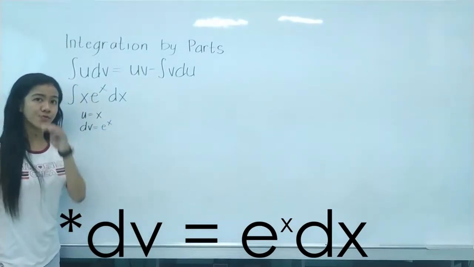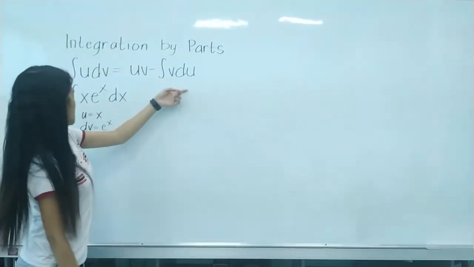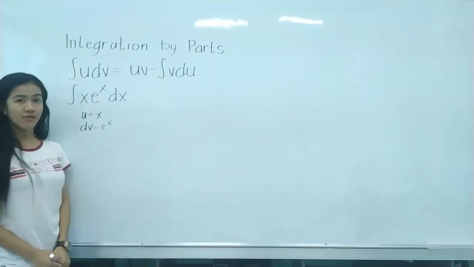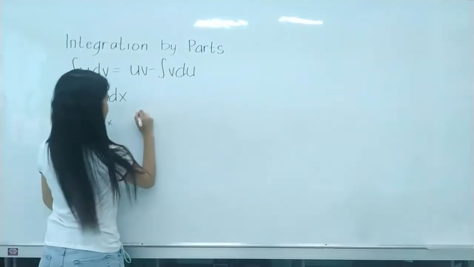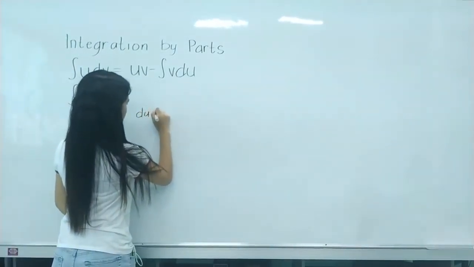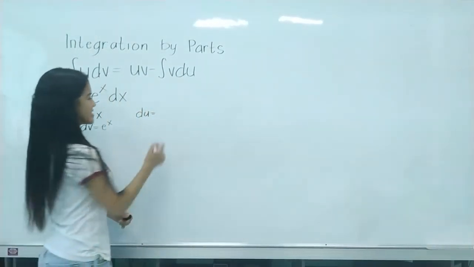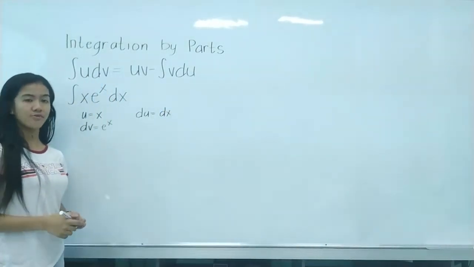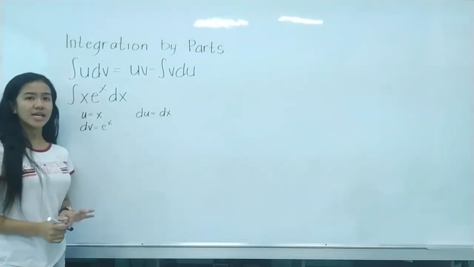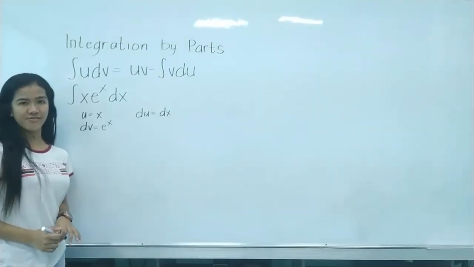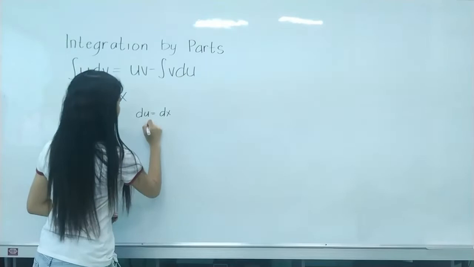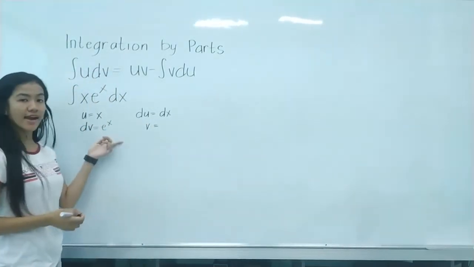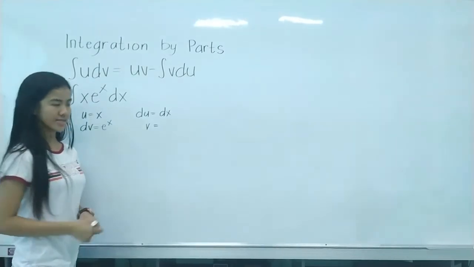Next, we have to find our du and v. Du is just simply the derivative of u, which is 1, or simply dx. Next, we have to find our v. Our v is just the integral of our dv. So the integral of e raised to x is just e raised to x.